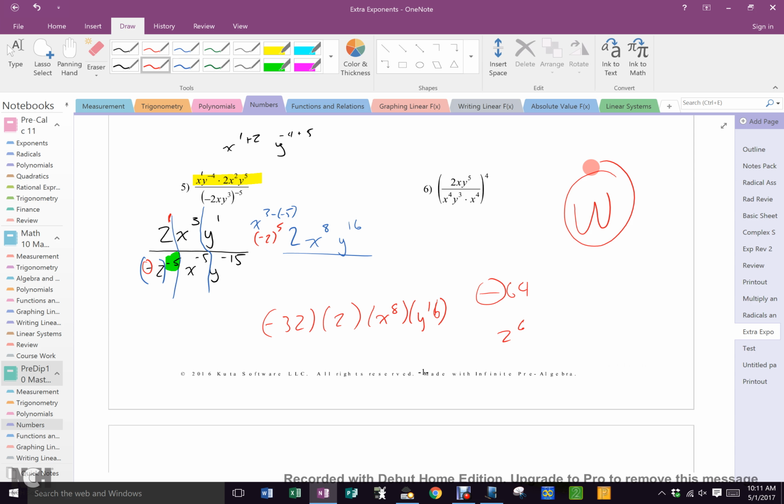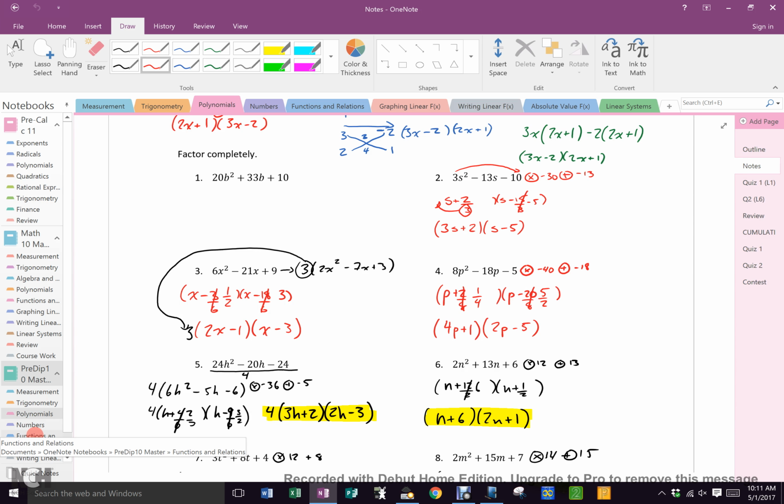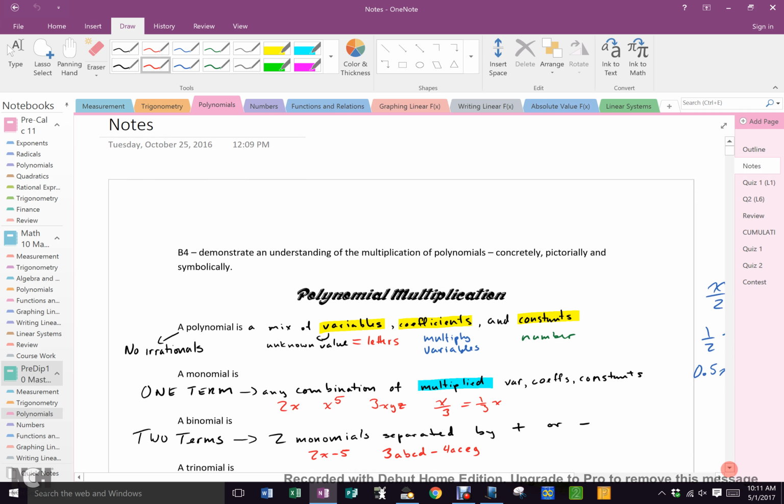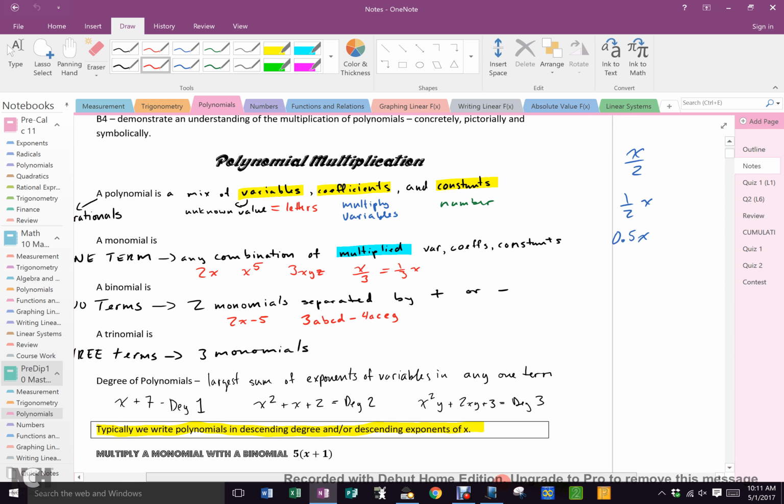Your next page is polynomial multiplication. Everybody. Now, polynomials got a little weird in the printing.